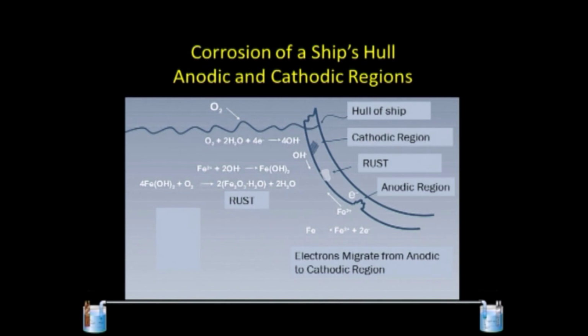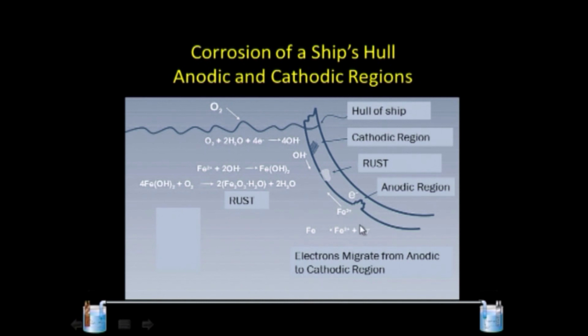Let us consider a ship's hull where corrosion is a very big problem. Here we can see, say this is water, and above the surface of water oxygen is available. This is the hull of the ship. Now this hull starts acting as anode as well as cathode. The reactions are same. Oxygen reacts with water and 4 electrons giving 4 OH-, whereas Fe2+ reacts with 2 OH- giving ferric hydroxide, which reacts with oxygen to give Fe2O3·H2O, which is rust, and 2 molecules of water are formed.